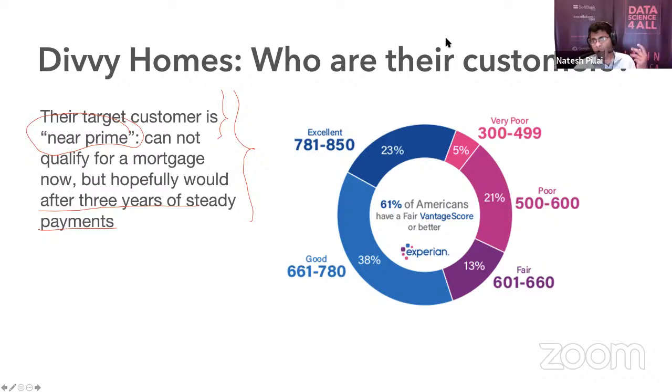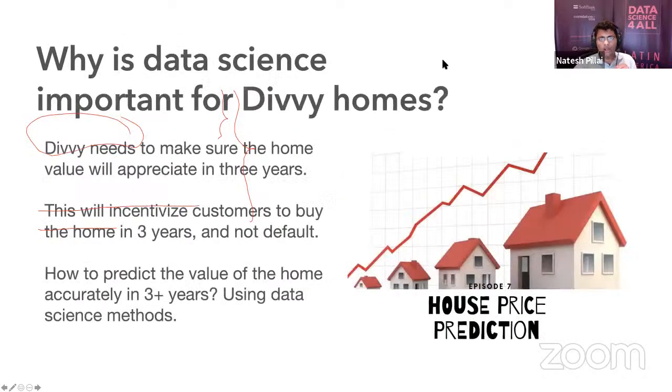Okay, so now that's the background of the case. Now let's see, how is data science useful in this context? So here's one. Let's think about the problem, right? The problem is that David needs to make sure that the home value will appreciate in 3 years. Otherwise, suppose the customer doesn't buy back the home from David, then they're stuck with the property. That means that they need to liquidate it, right? So they better make sure that the house is actually increasing in value.